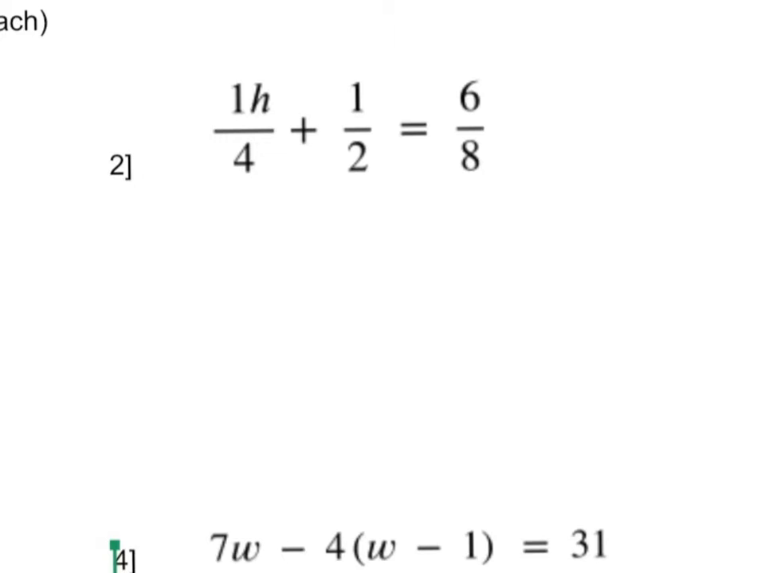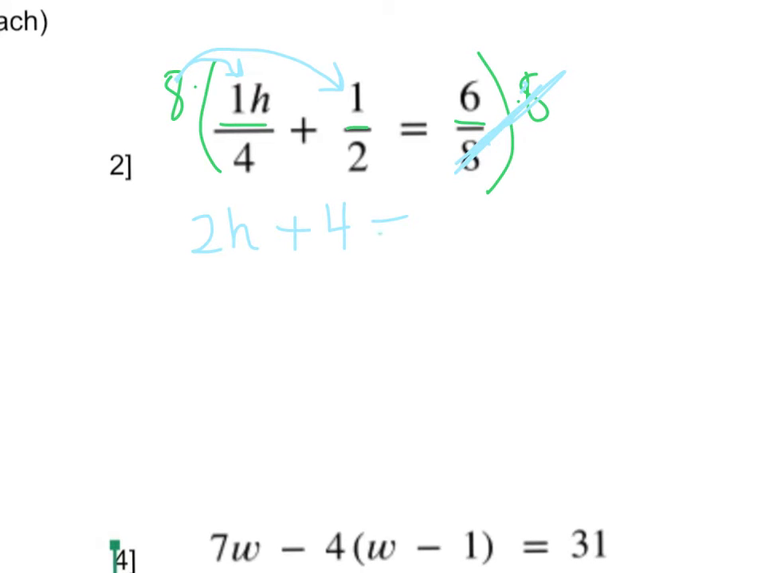I do see that 4, 2, and 8, those have something in common. We could multiply the whole equation by 8. Because since that fraction bar means divide, the inverse of division is multiplication. So this would be 8 times 1 divided by 4. 8 times 1 divided by 4 would leave us with 2h. 8 times 1 divided by 2 would leave us with 4. And these 8s would cancel out, leaving us with 6.